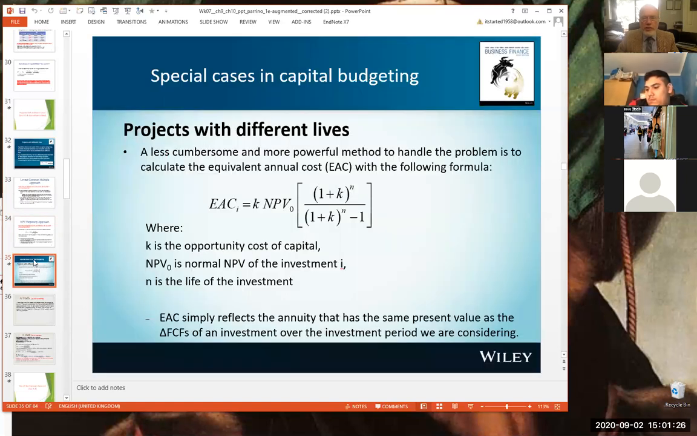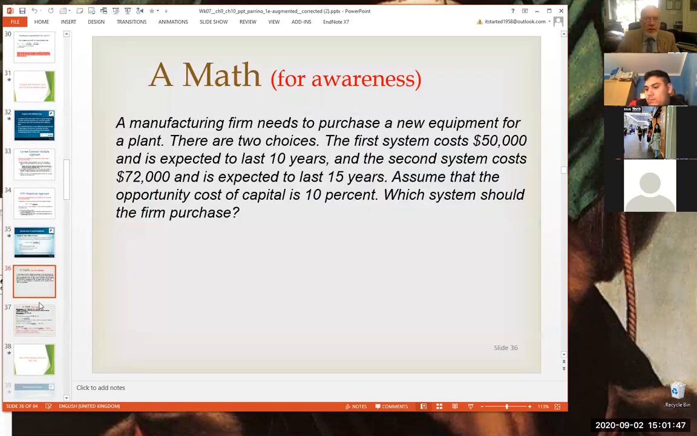There's another approach. There's a couple of them. I'll let you read that one. The annual equivalent cost approach. I'm not going to use that in practice, so I'll just let you read it.